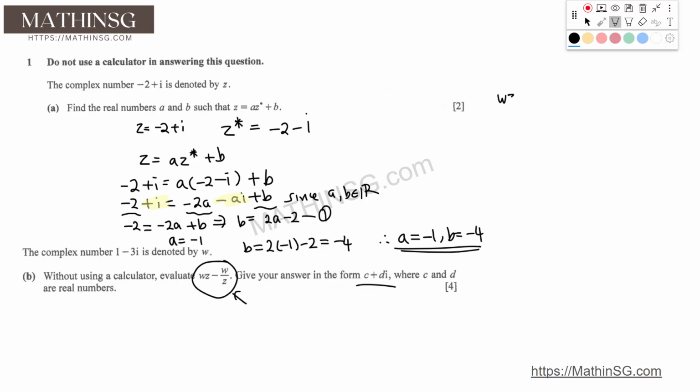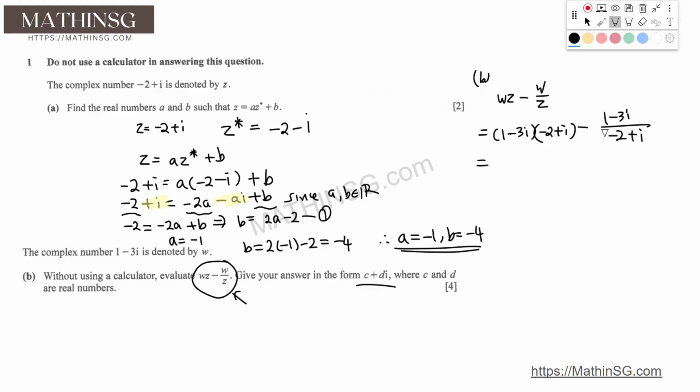So let's do this. I'll write my part b here. I know w is 1 minus 3i and z is minus 2 plus i. So w over z, which is 1 minus 3i over minus 2 plus i. Once I'm done with this, I need to evaluate. I want you to type this into your GC and evaluate what it is, so that as you're doing it, you know that you're at the correct answer.